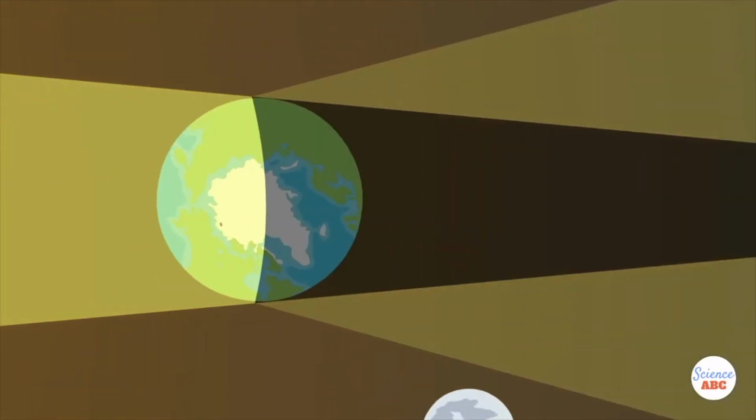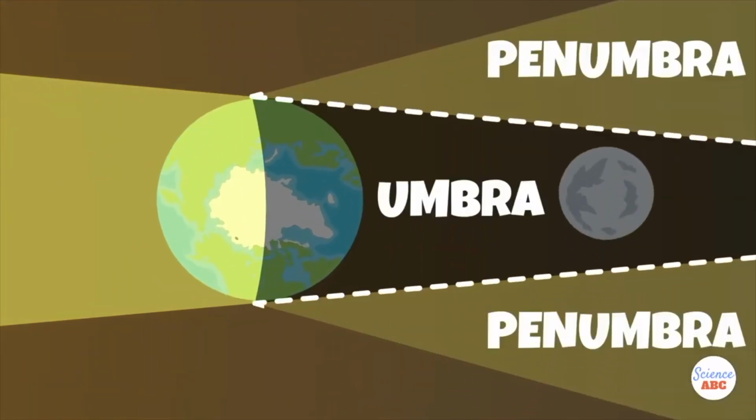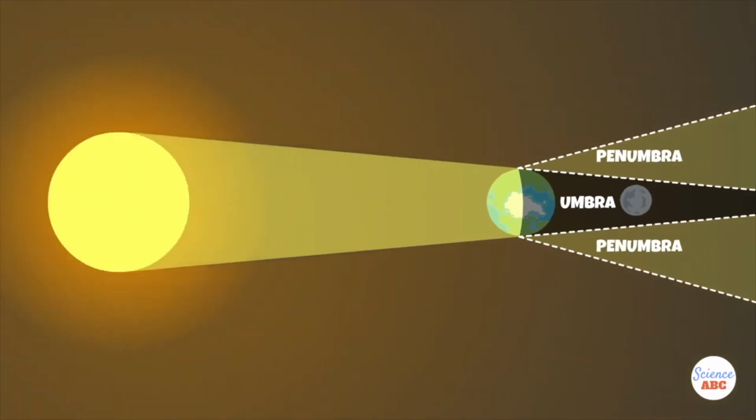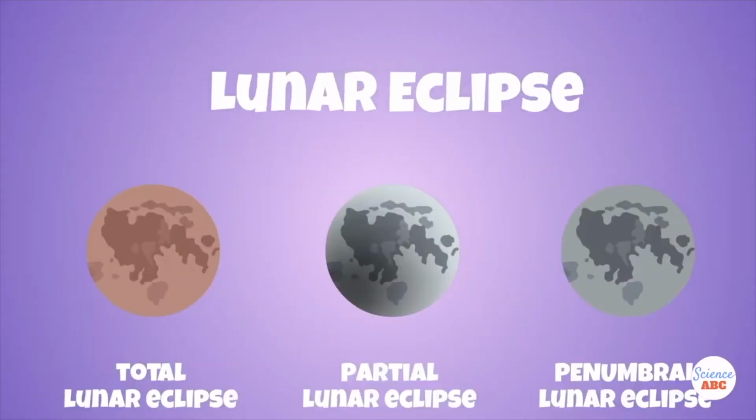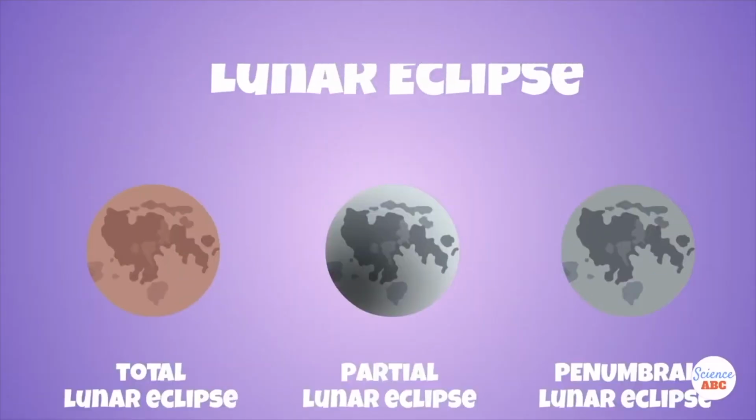Earth casts 2 types of shadows on the moon, umbra and penumbra, when it is oriented between the sun and the moon. Lunar eclipses can be divided into three types, the first being a total lunar eclipse.